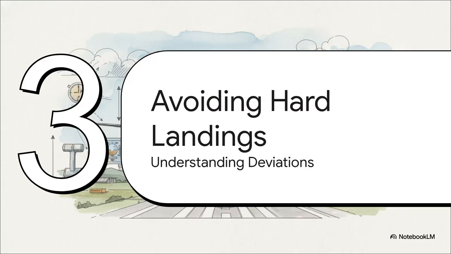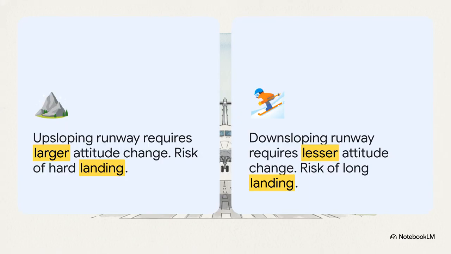Next up, hard landings and deviations. We need to know what causes them so we can avoid them completely. Runway slopes will literally trick your brain. If you hit an unanticipated upsloping runway, it requires a much larger change of attitude during the flare. If you miss that cue, you're looking at a hard landing.